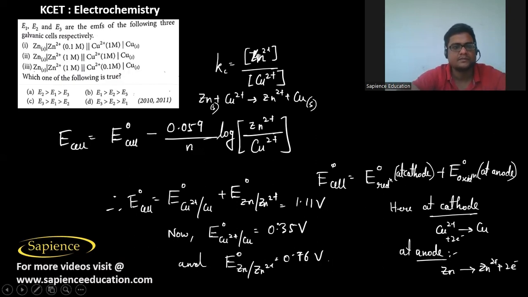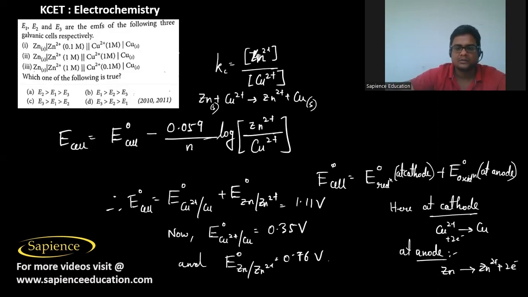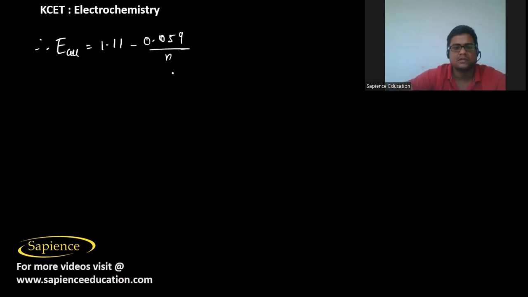So the EMF of the cell, E cell, equals 1.11 minus 0.059 by n, and here n will be 2 only, since 2 moles of electrons are involved. So 0.059 by 2 into log of the concentration of Zn2 plus by the concentration of Cu2 plus.